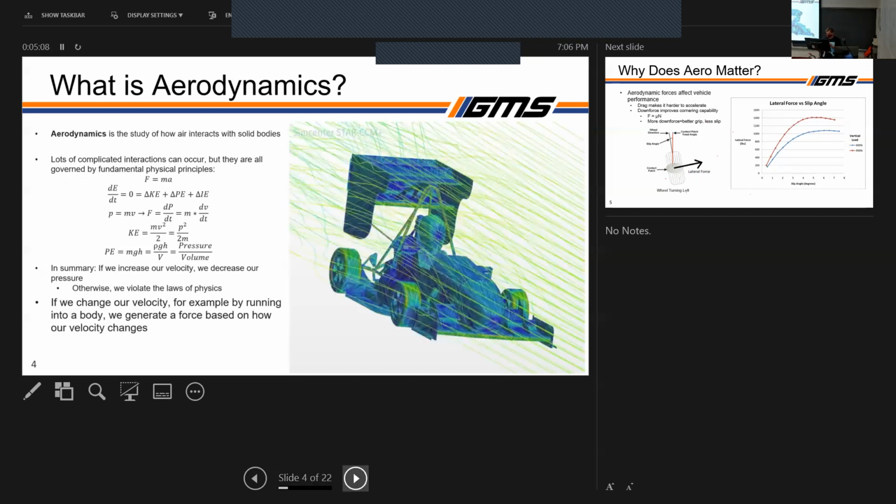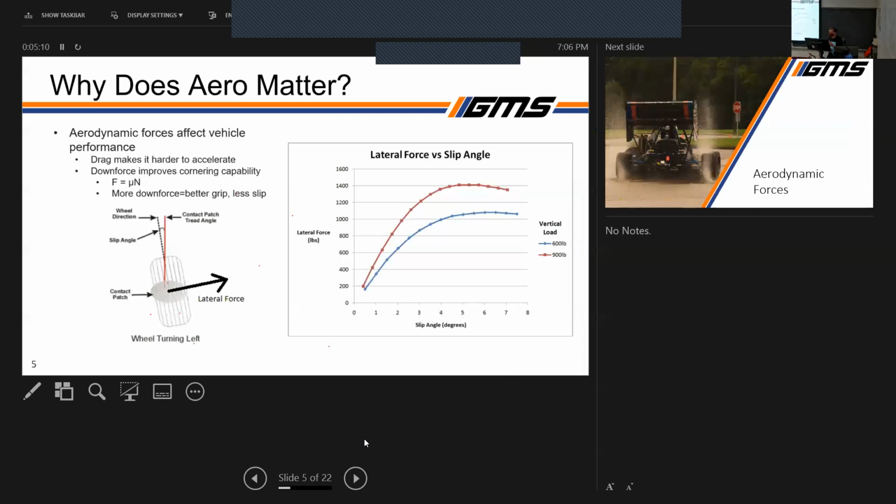So going forward, we know what Aero is, but why does all that matter? Why have a wing on a car? Why have any of that? Well, the answer is aerodynamics affects the vehicle's performance. Again, drag typically makes it harder to accelerate because it directly opposes the motion of our car. So you might be thinking, oh, well, drag is bad.